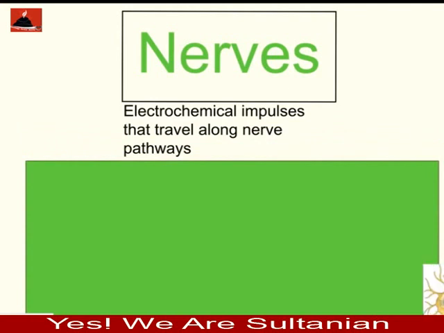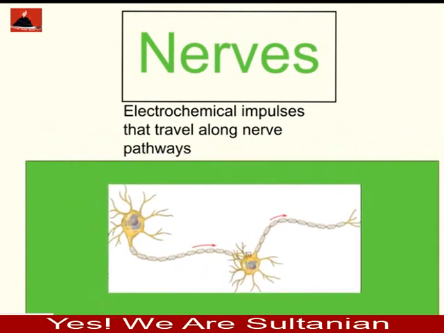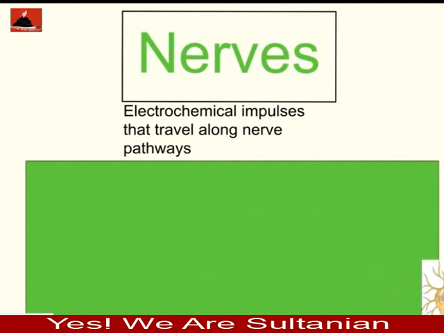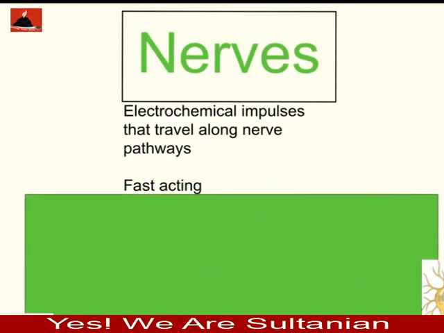So an example of a nerve pathway is what we just looked at here. A group of nerve cells all lined up in a chain makes a nerve pathway, and along those nerve pathways are the electrochemical impulses that carry nerve messages. Okay, so nerve messages are fast acting. Because they're electrochemical, they happen very quickly.